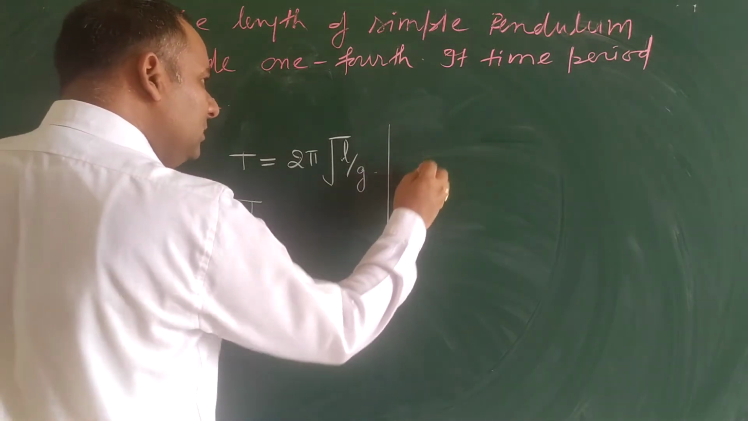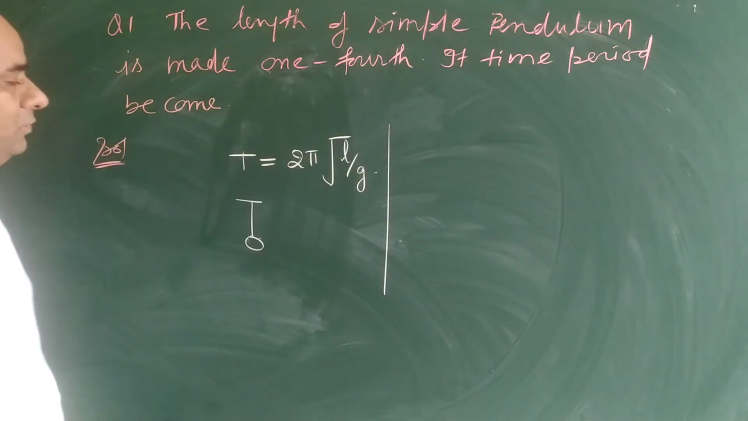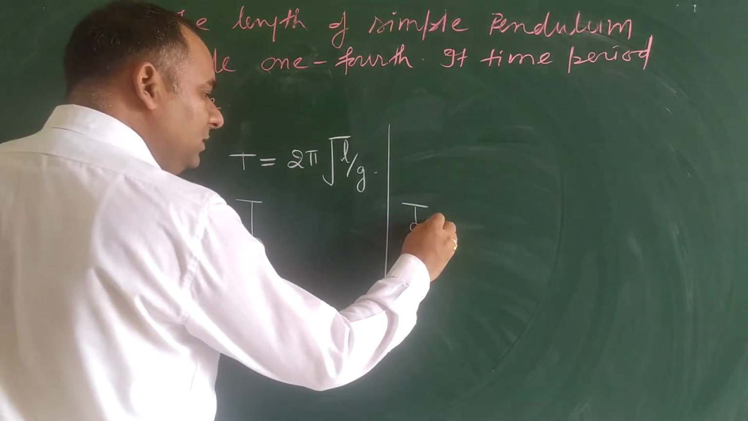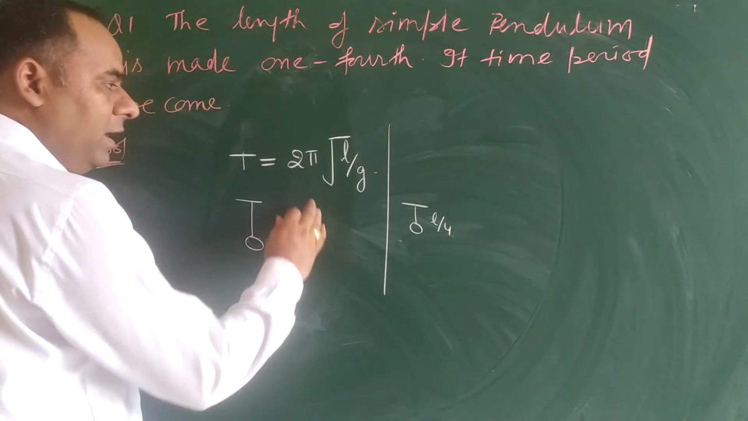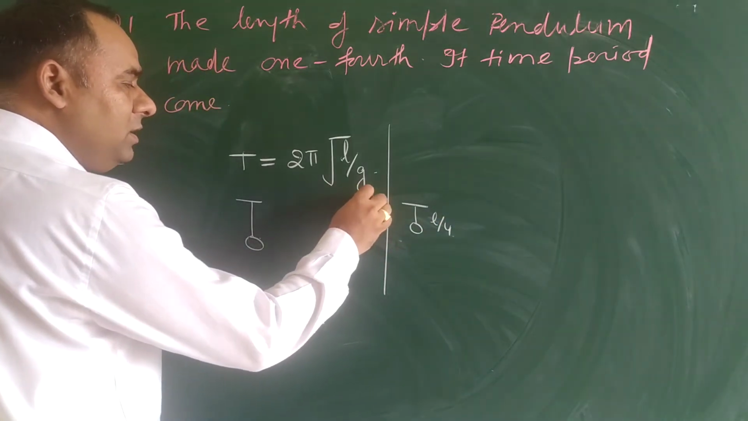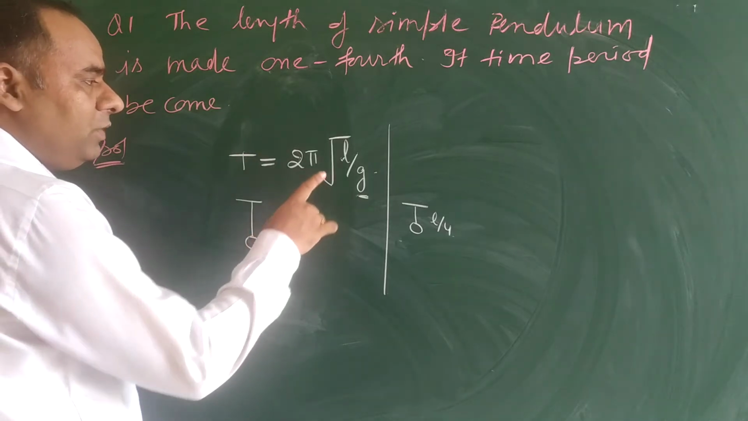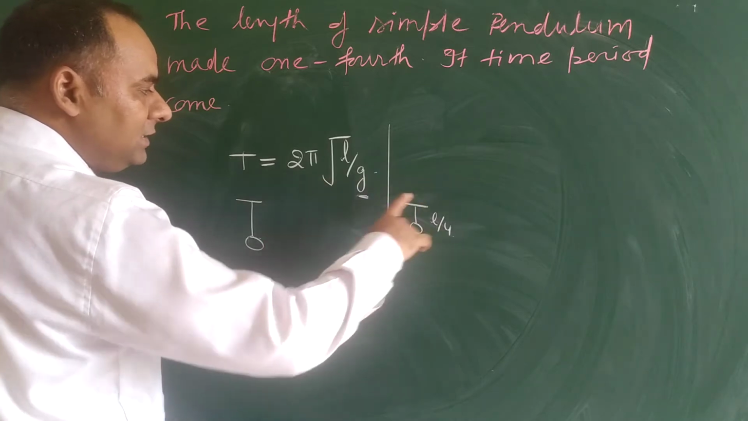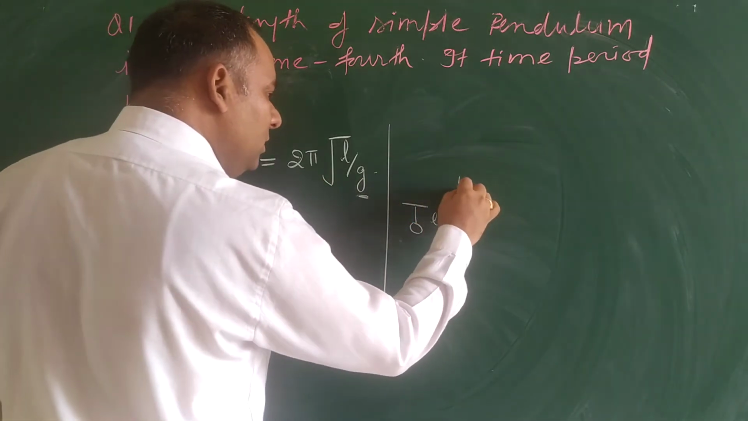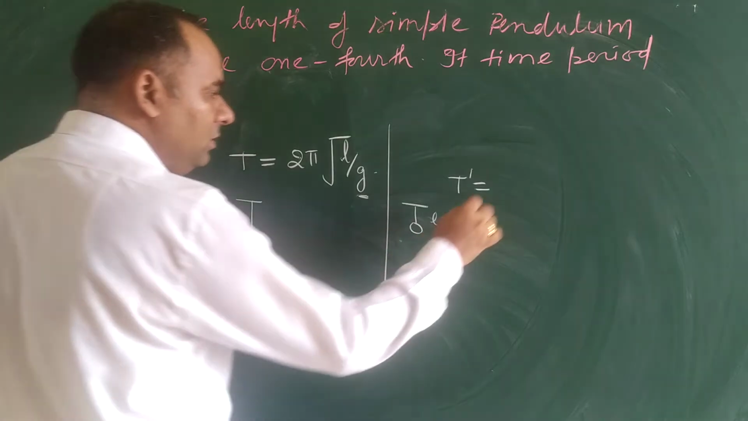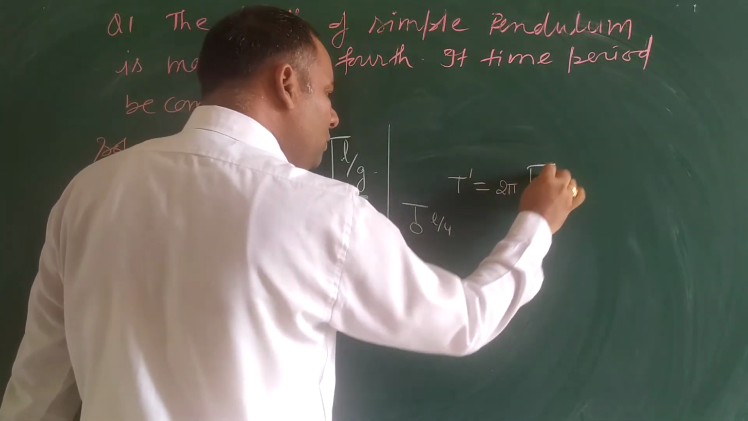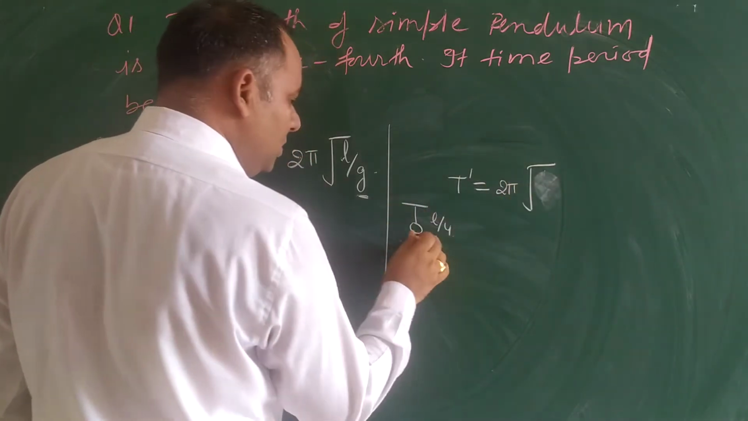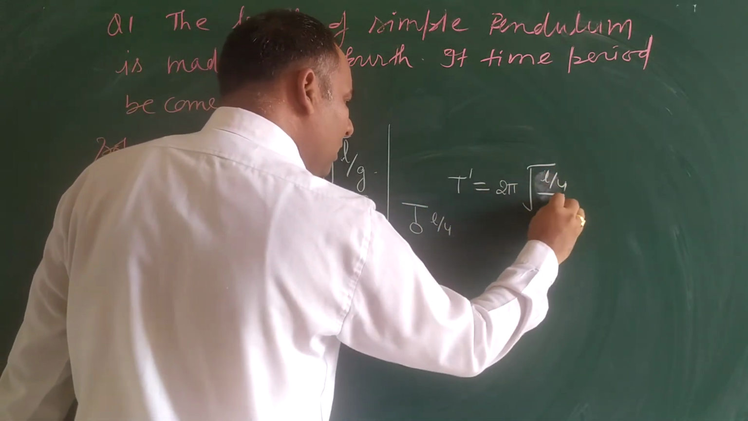In the second case, the length is made 1/4, so this length becomes L by 4, and there is no change in acceleration due to gravity. The time period of a pendulum depends upon two factors: the length of the pendulum and the acceleration due to gravity. There is no change in acceleration due to gravity. Therefore, the new time period of the pendulum is 2 pi under root L, which is changed to L by 4, upon g.